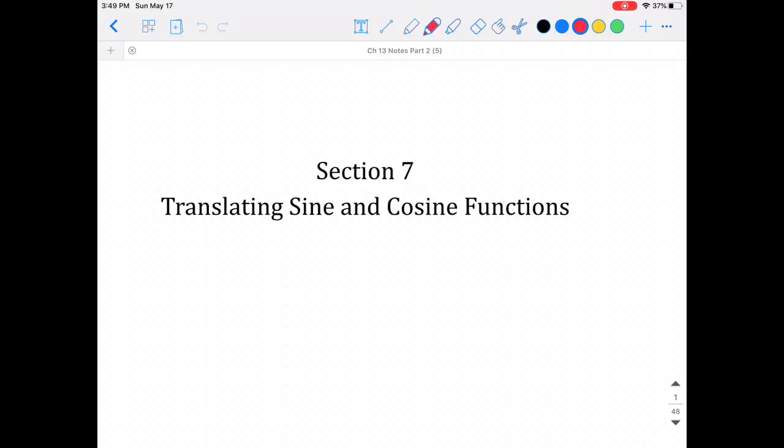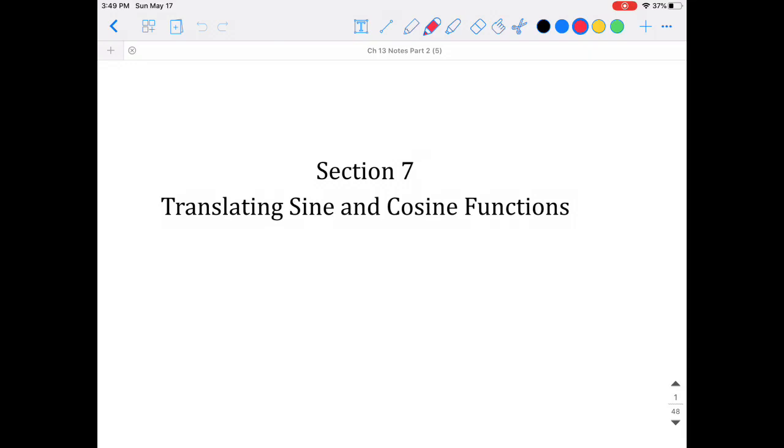Hey guys, happy Monday. So today we're going to be going over Chapter 13, Section 7, Translating Sine and Cosine Functions. And just to give you an idea of what's upcoming, some important dates: today you're going to finish Section 7. Next Wednesday, you're going to have a test on sections 4, 5, and 7.